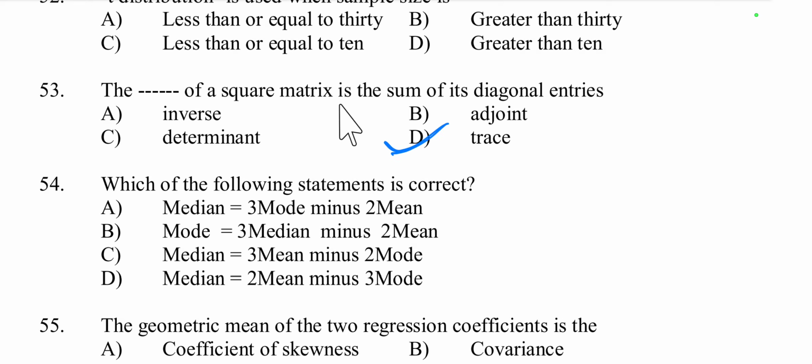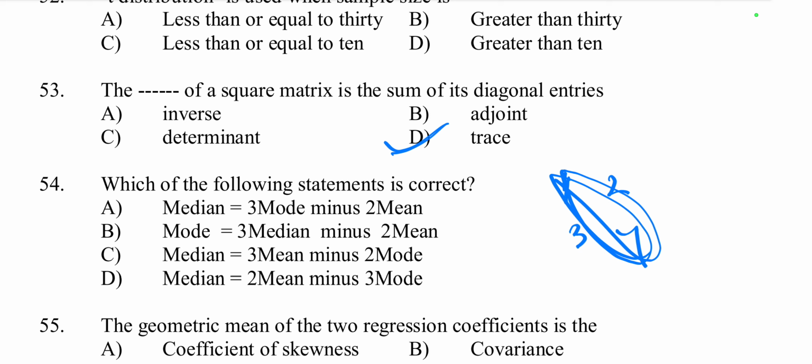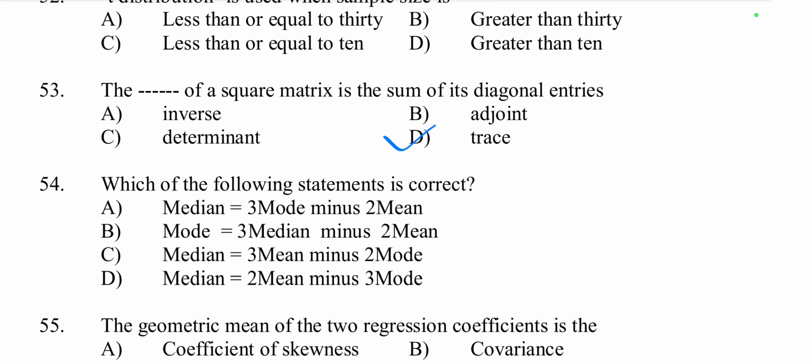The trace of a square matrix is the sum of its diagonal entries, because trace means the sum of the diagonal elements in a square matrix. Suppose 1 2 3 4, the diagonal elements are 1 and 4. So the right option is option D.